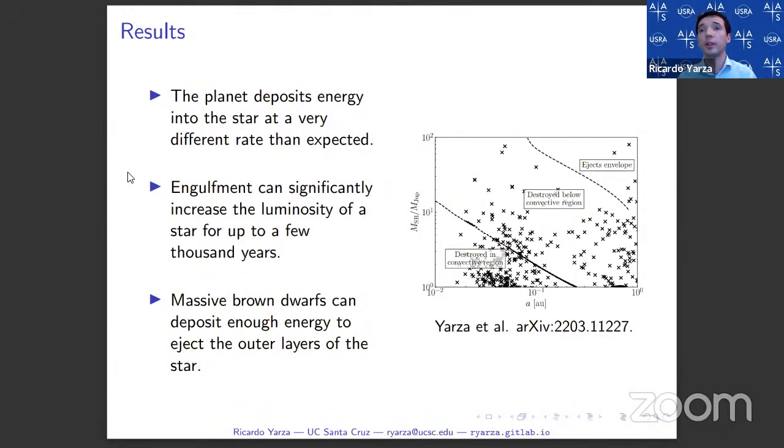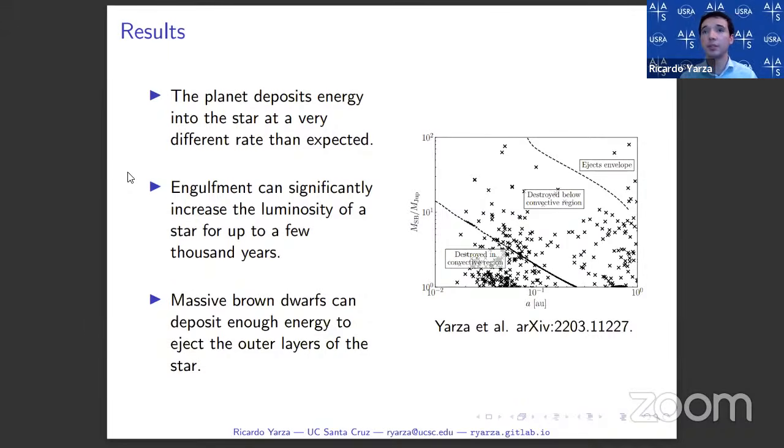This plot is showing the known exoplanets from the NASA Exoplanet Archive as a function of their orbital separation from their host stars on the x-axis and their mass on the y-axis in units of the Jupiter mass. And using our simulations, we were able to estimate that very massive brown dwarfs can actually deposit enough energy to eject the outer layers of the star and potentially survive the engulfment process.